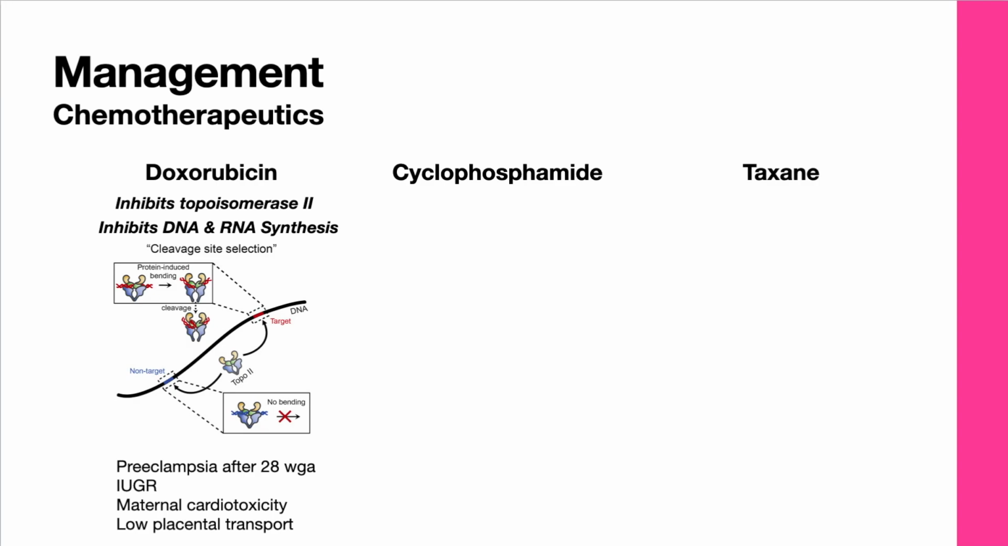At the bottom of the slide, I've listed some important things regarding the effects of these medications. For doxorubicin, there's increased risk of preeclampsia after 28 weeks of gestation, obviously IUGR, but the most common one I think is maternal cardiotoxicity. Everyone knows that doxo has cardiac effects, and some of these can present as SVT, dilated cardiomyopathy, or abnormal EKGs.